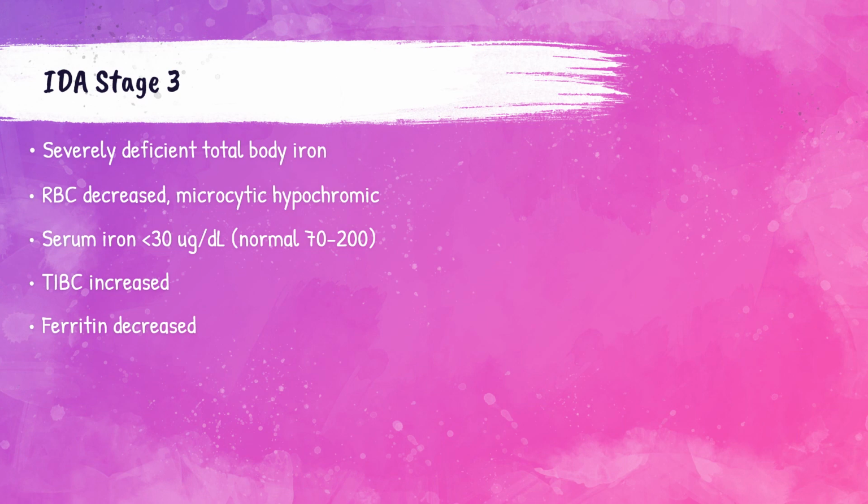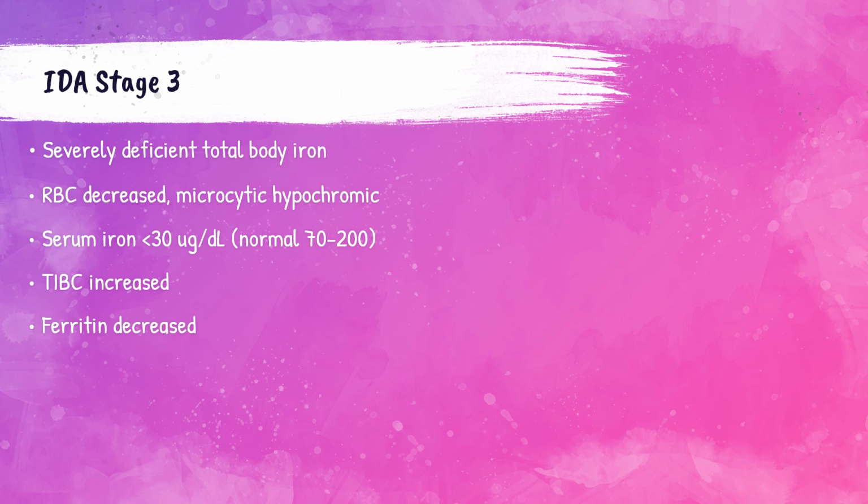Now at stage 3 IDA, this is total functional iron depletion. TIBC is increased, ferritin is decreased, and obviously iron is decreased, so less than 30 micrograms per deciliter. The normal is around 70 to 200 micrograms per deciliter. On the peripheral blood smear, you'll see microcytic hypochromic red blood cells. So this is a decreased MCV and a decreased MCHC. If you don't know what MCV and MCHC are, those are red blood cell indices, so check out my other lecture on red blood cell indices. The red cells are going to be hypochromic because, of course, there's a reduced amount of hemoglobin because of the iron depletion.